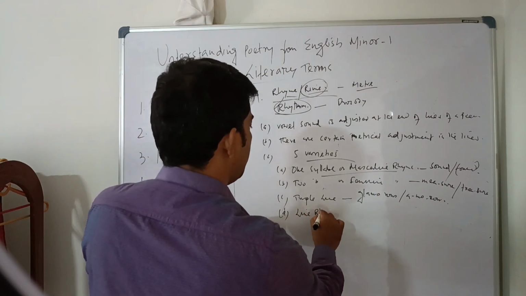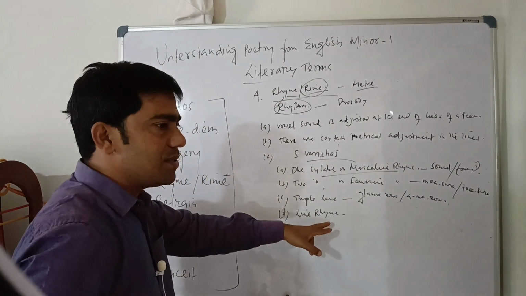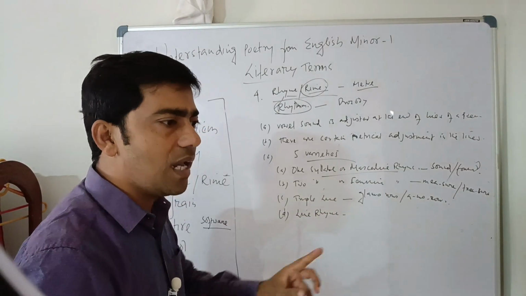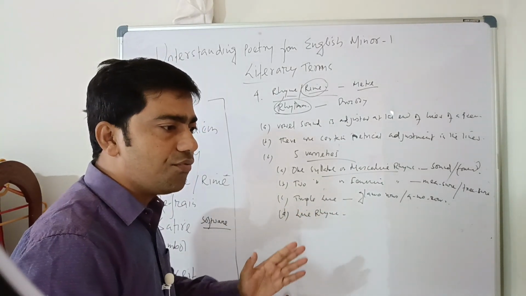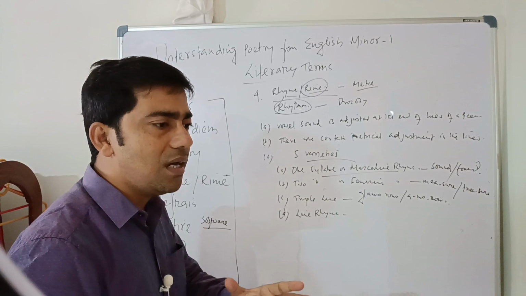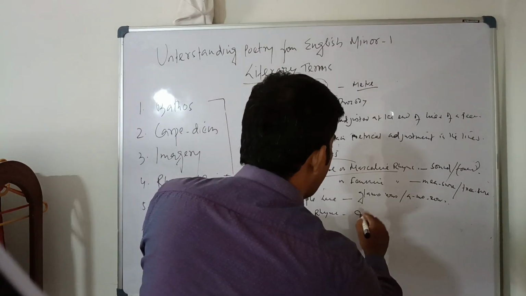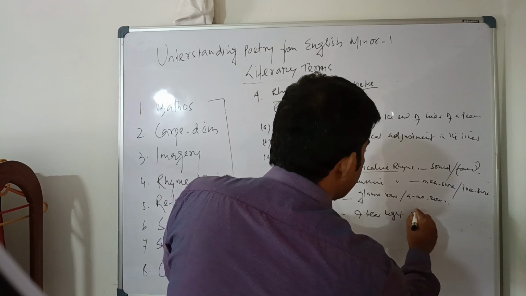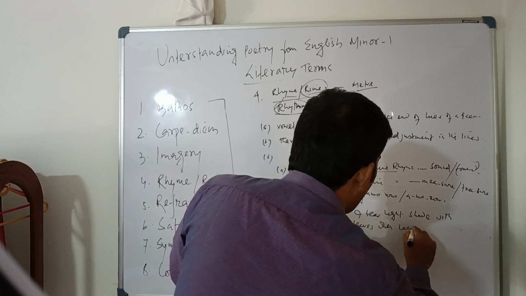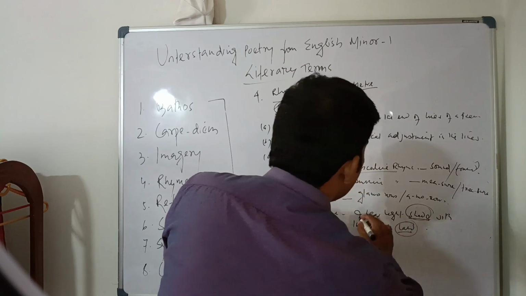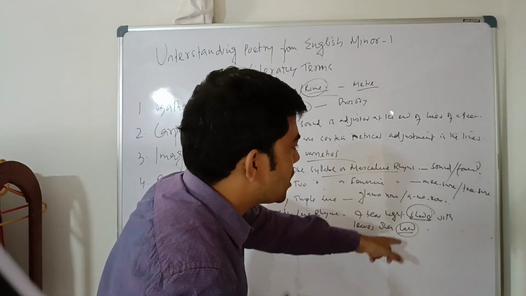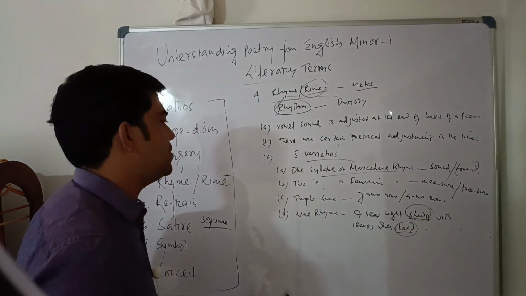Line rhyme is a technique used in poetry in one line. The middle part of a line is matched or rhymed with the last part of the line. Like "I bear light set with the when laid." So laid and said. It is a one line expression, and in that one line expression, the said and laid is rhymed.